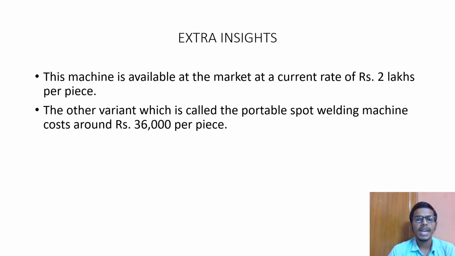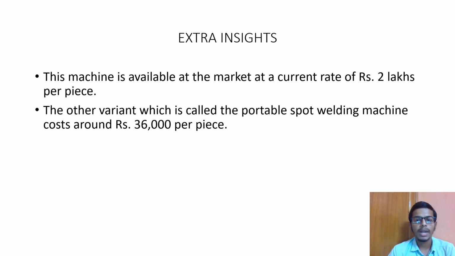So here are some additional details about spot welding machine. This machine is currently available in the market and there are two variants. One is a fixed spot welding machine and the other one is a portable spot welding machine. The maximum cost of a fixed spot welding machine is found to be around 2 lakhs while that of a portable spot welding machine is found to be around 36,000.